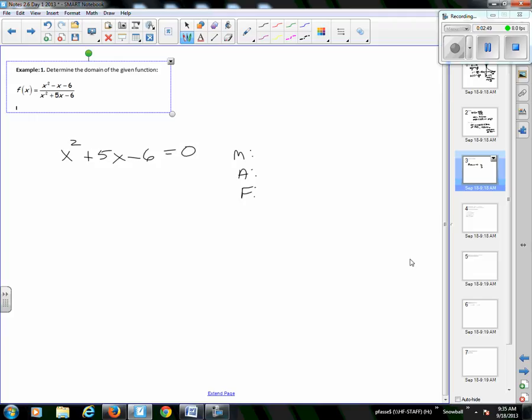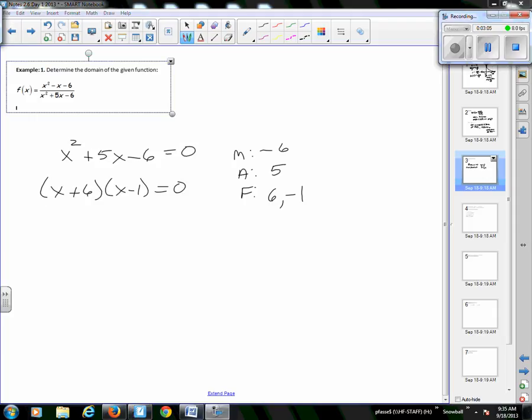Do we agree? Multiplies to be negative 6, adds to be 5. We have 6 and negative 1. All right, so now we have x plus 6, x minus 1 equals 0. And when we solve, what do we get? Negative 6 and positive 1. These are our restrictions on our domain.